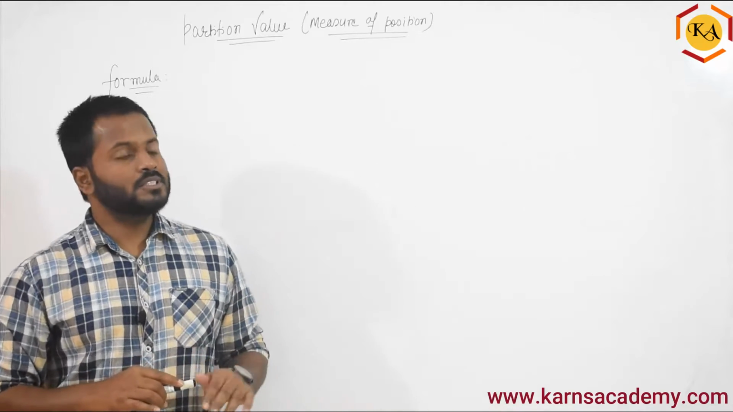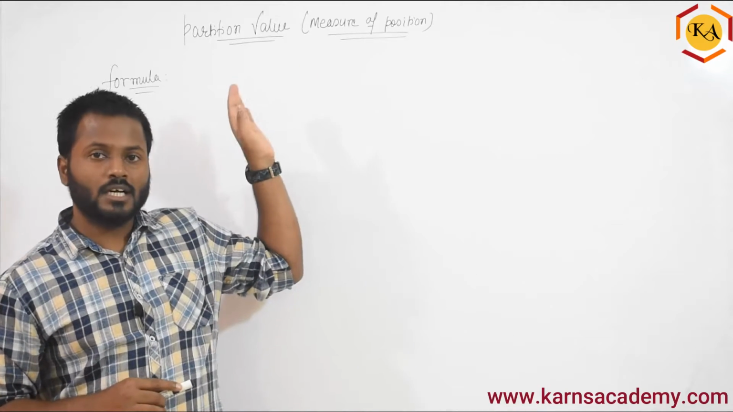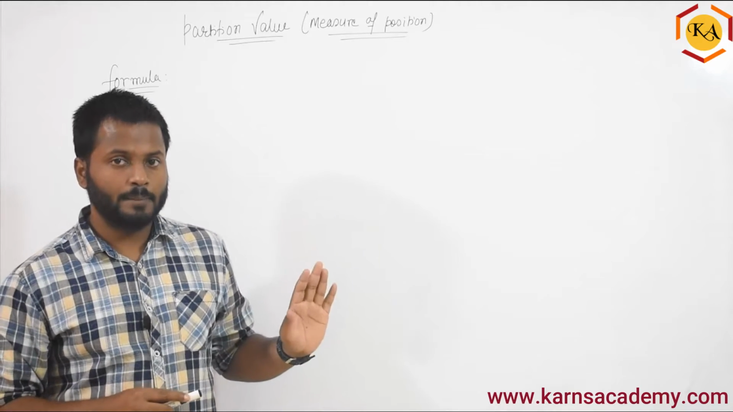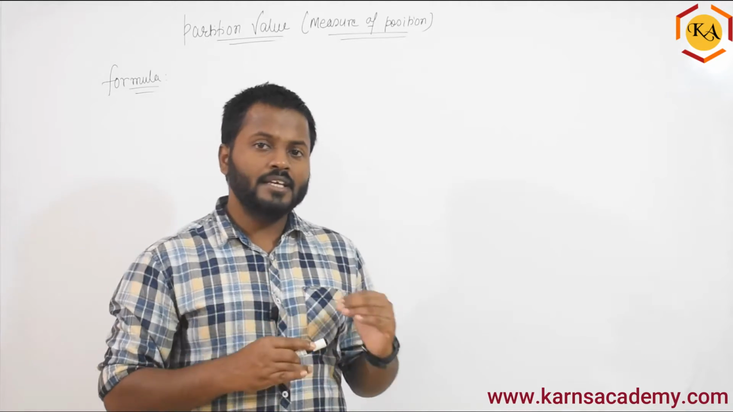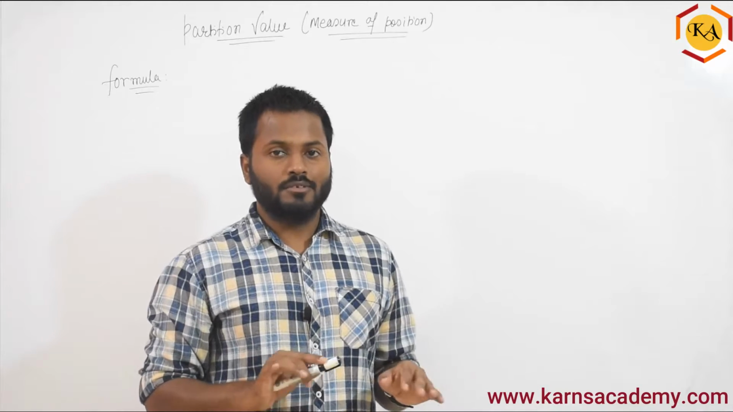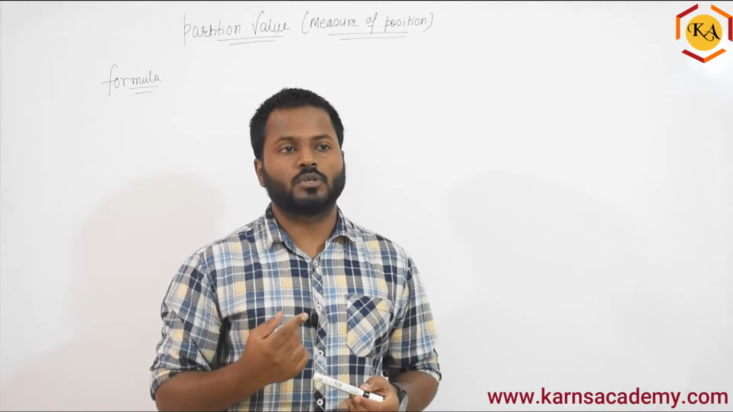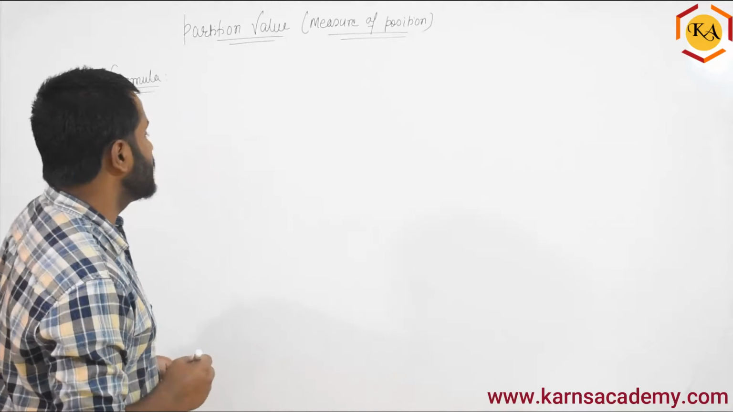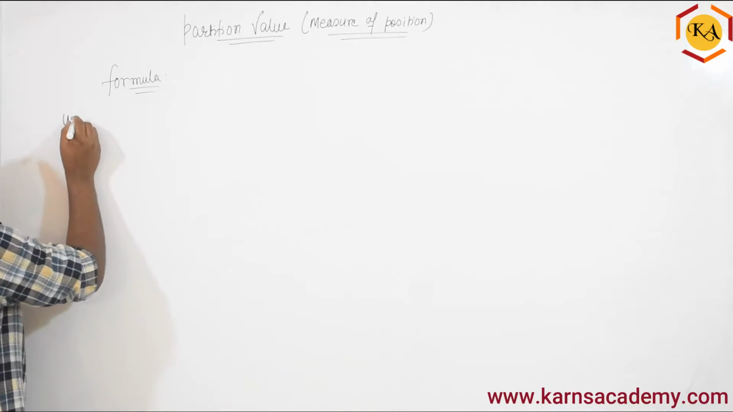Now what I'm going to do is write the grouped, ungrouped data and discrete, continuous data formulas together for all three, so that if you have any confusion, you will understand better. If I write them separately, you will be more confused. So generally I write the formulas together. Let's start with ungrouped data.